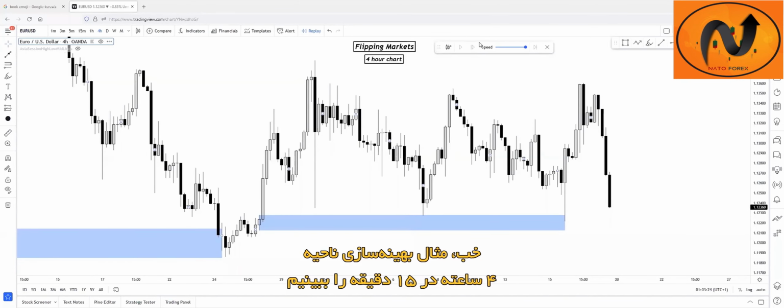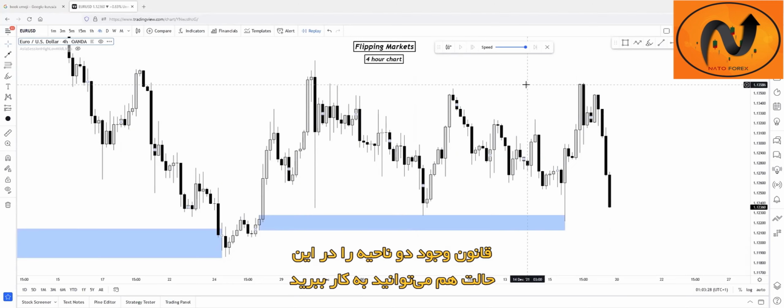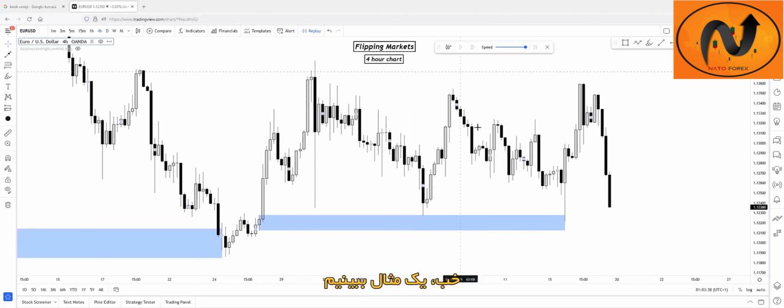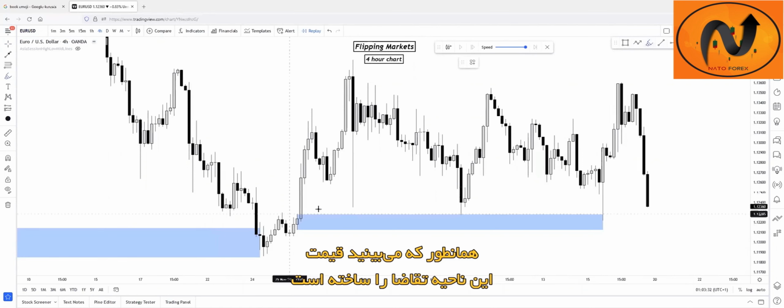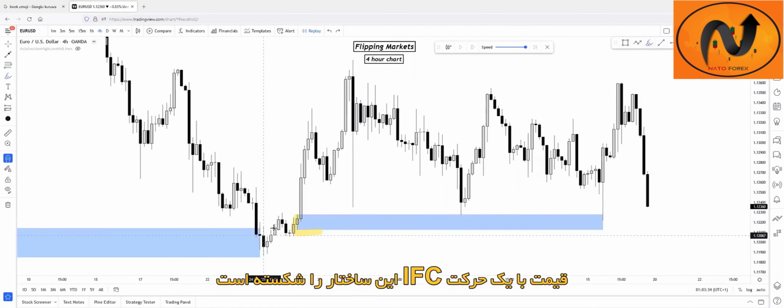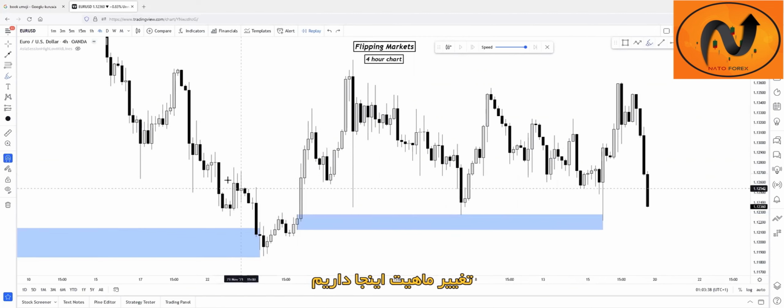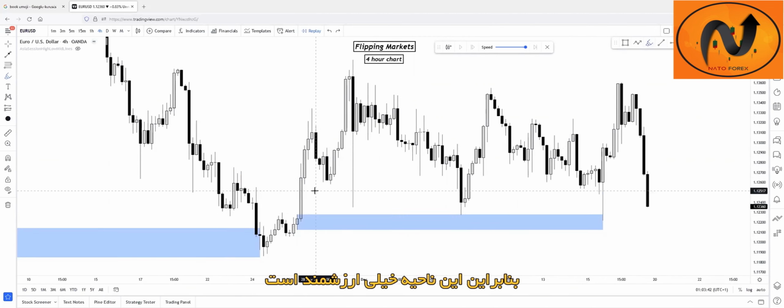Okay, let's see the 4-hour to the 15-minute chart refinement on the live chart. You can also apply the double zone rule on this one. So let's see an example. As you can see, price created this demand zone right here. It created an inefficient push to the upside, break of structure here, change of character here, liquidity here. So this is a really valuable zone.